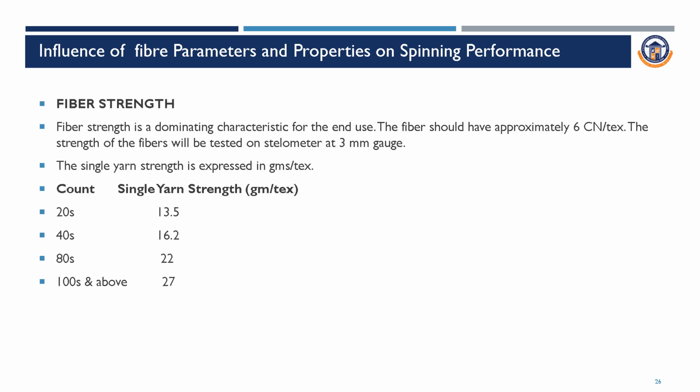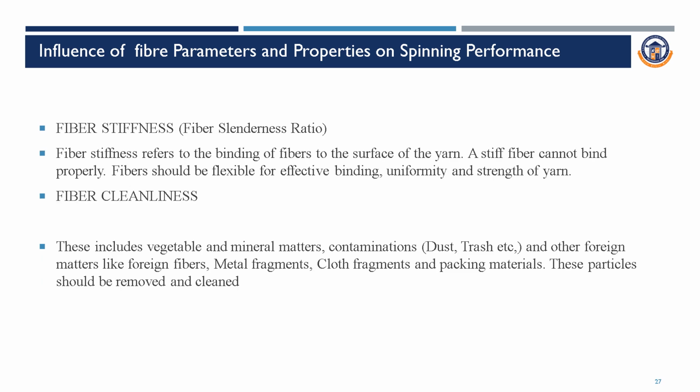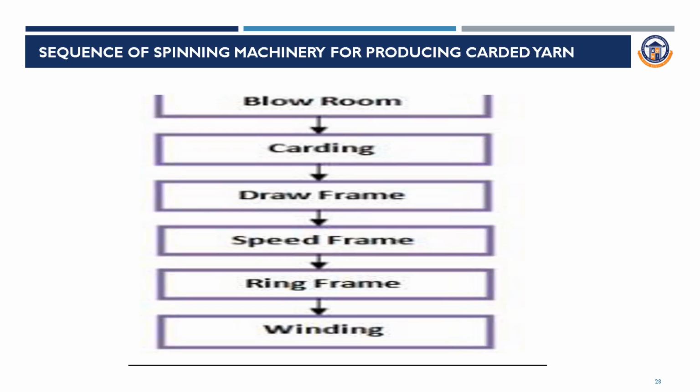Next, we see the strength. 20 is 13.5, 40 is 16.2, 80 is 22 gram per tex, 100 and above 27. Next, stiffness and cleanness. Cleanness means that non-vegetable matter, cloth fragments, packing materials, and metal fragments are present on the surface of the fiber. Fiber stiffness is a very important property. A stiffer fiber cannot bind properly. Fibers should be flexible for effective binding, uniformity, and strength of the yarn.